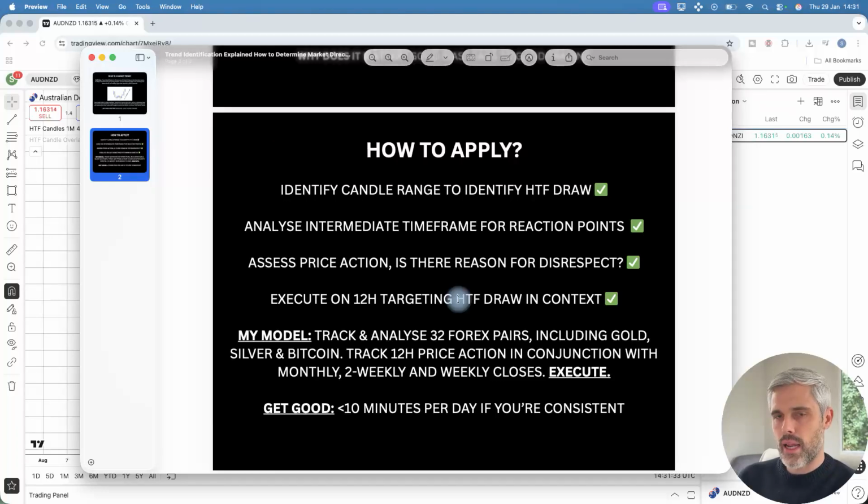My model is that I track and analyze 32 Forex pairs, including gold, silver, and Bitcoin. I track 12-hour price action in conjunction with monthly, 2 weekly, and weekly candle closures, and I just see how price is developing. Once you get good at this, you can do it in 10 to 15 minutes a day.